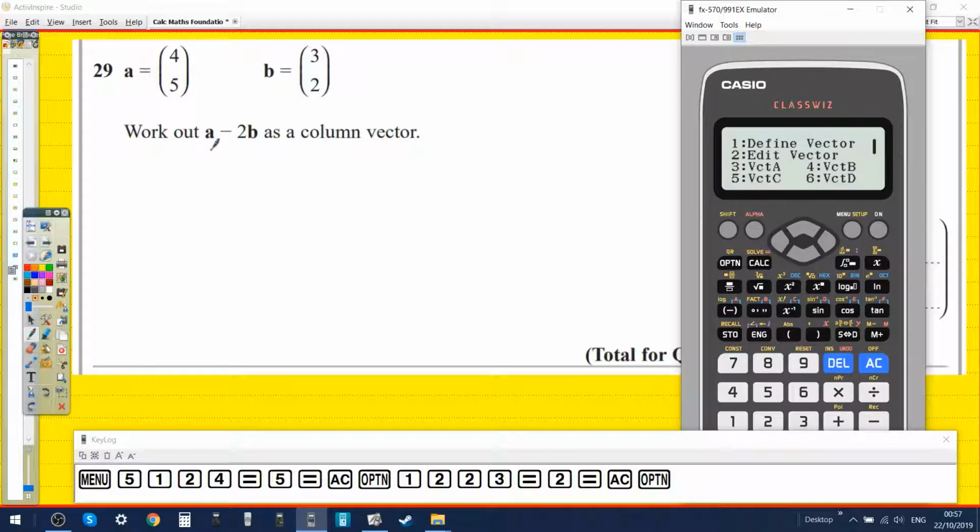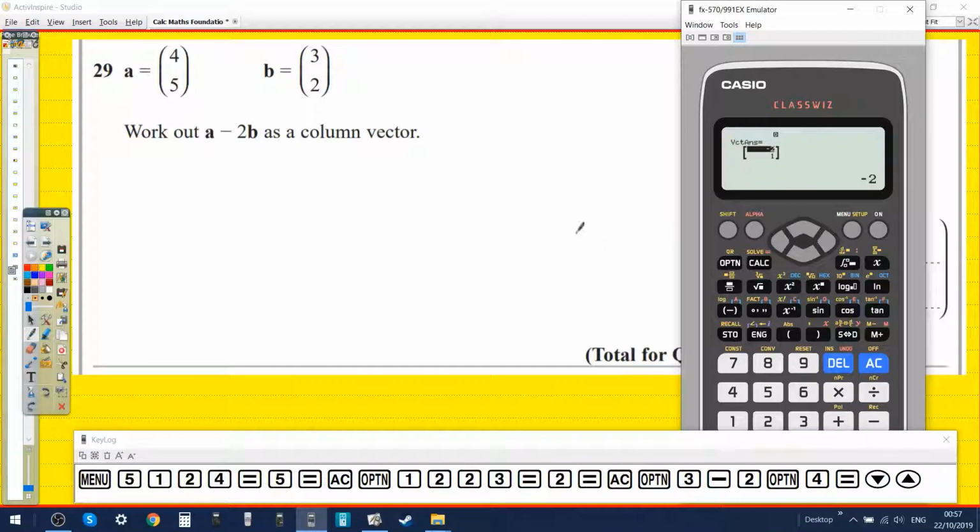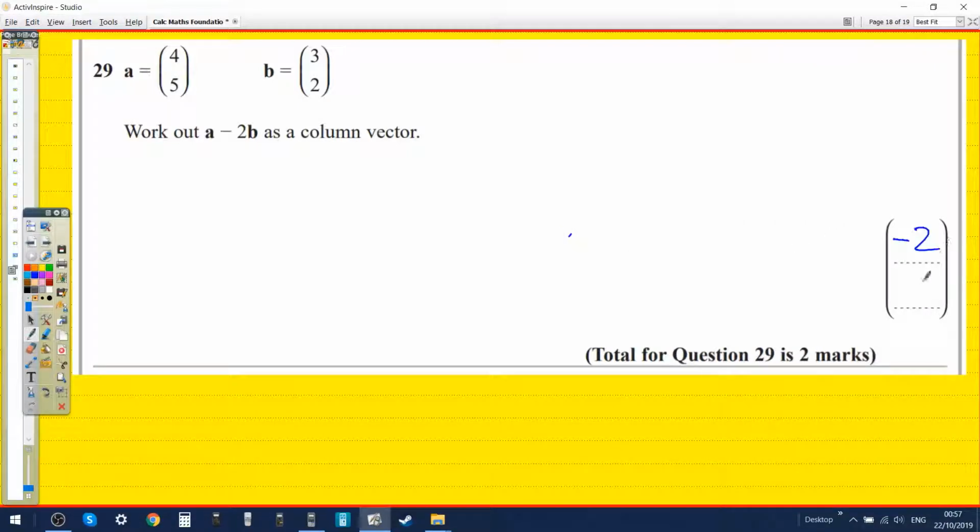Option. What is the question? A minus 2B. So vector A is 3. Press 3 minus 2, option, and vector B, 4. A minus 2B equals, there's the answer. Where did it come from? I don't know. Minus 2, 1 is the answer. Minus 2, 1, 2 marks.